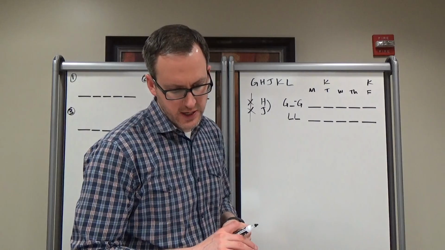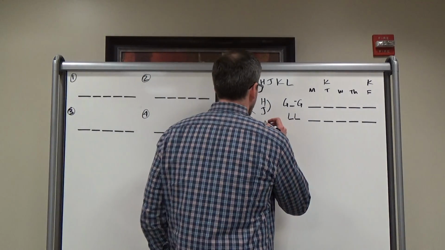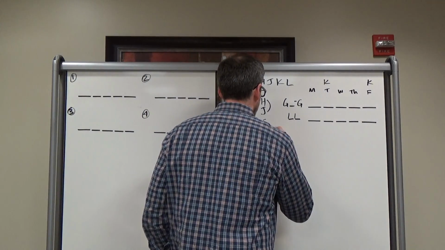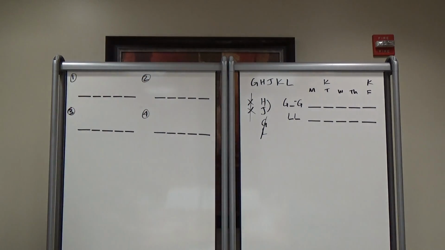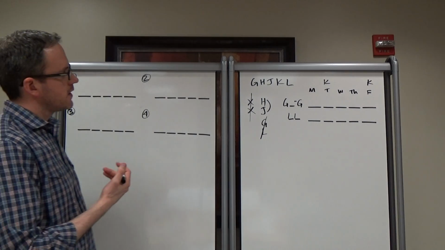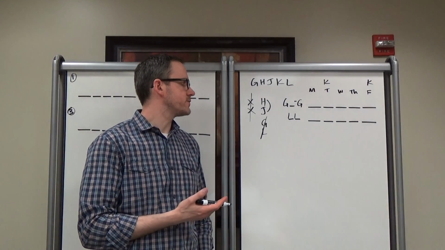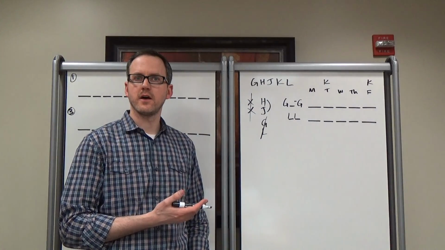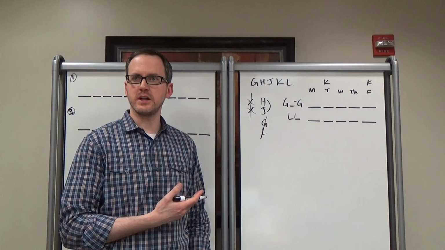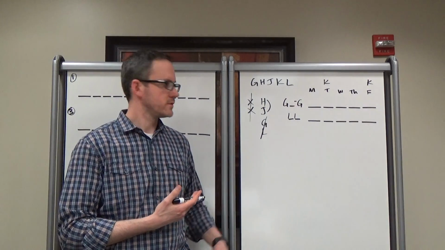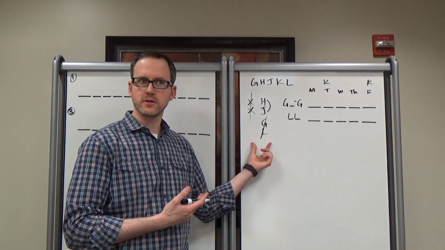Then it says G and L never work on the same day as each other. All right, are there any floaters? No, everyone appears at least once. Negative to positive rules. Do we have any negative rules? Yeah. G and L can't be together.